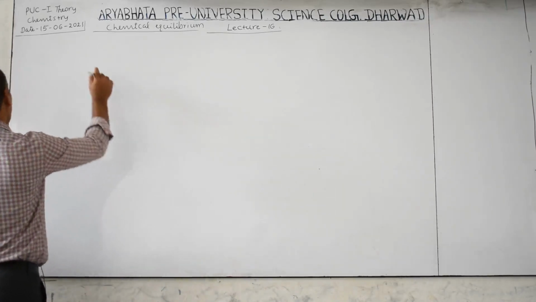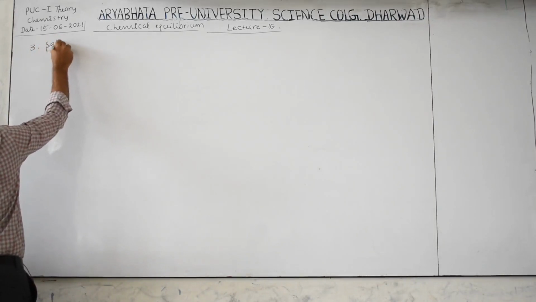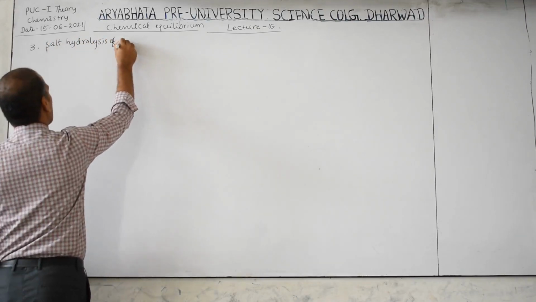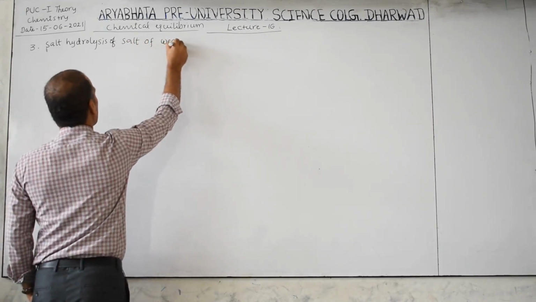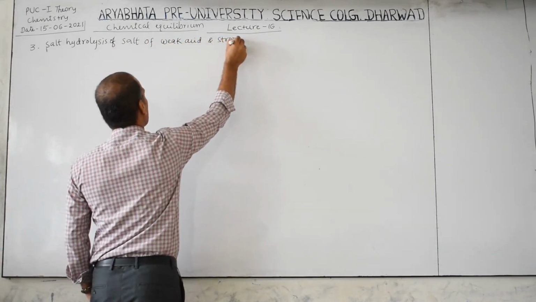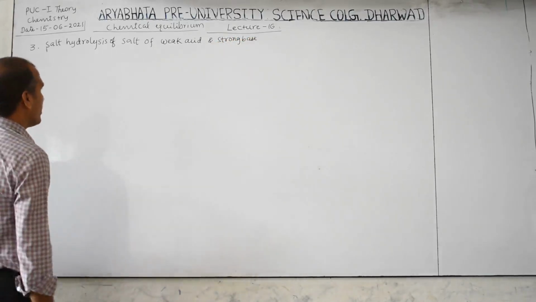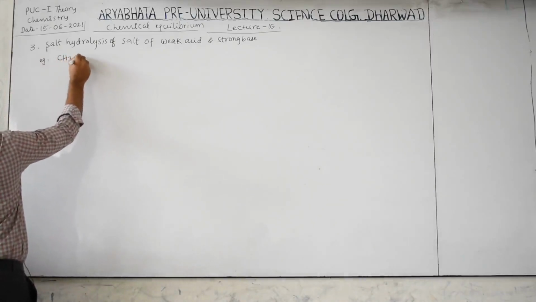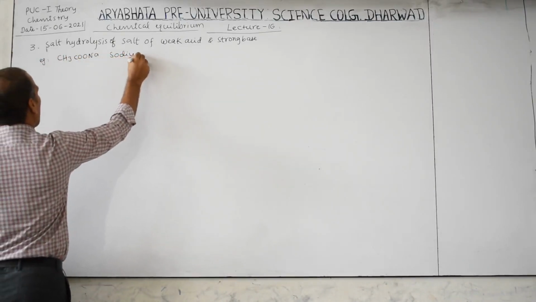Now the third one is hydrolysis of salt of weak acid and strong base. For this, the example is CH3COONa. Its name is sodium acetate.